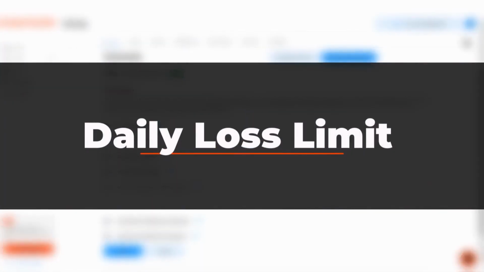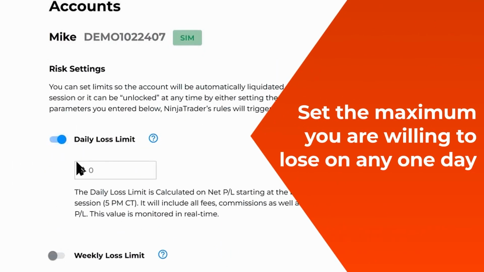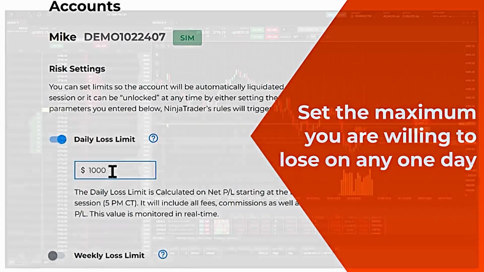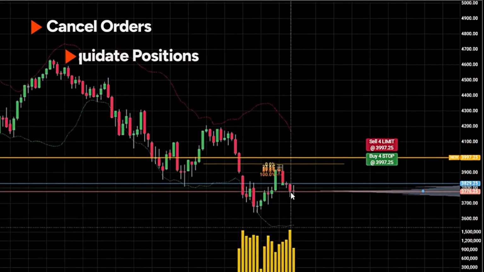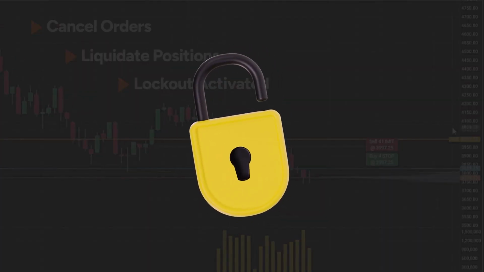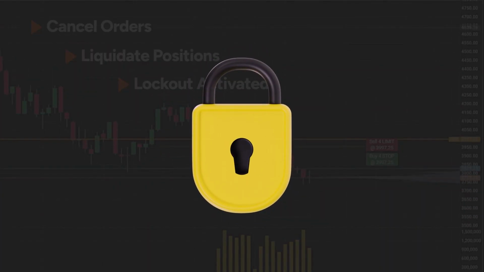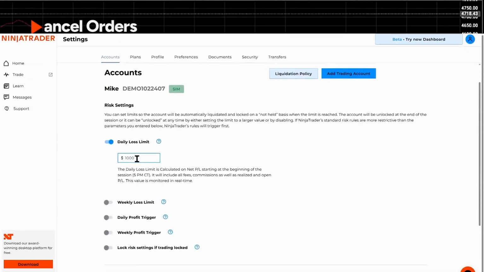Daily loss limit is your key daily circuit breaker. Here is where you set the maximum you're willing to lose on any one day. When your predetermined daily loss amount is hit, NinjaTrader automatically cancels all working orders, liquidates positions, and locks you out for the rest of the trading session. No more revenge trading or trying to get back to even. Both can turn a bad day into an account-ending disaster.